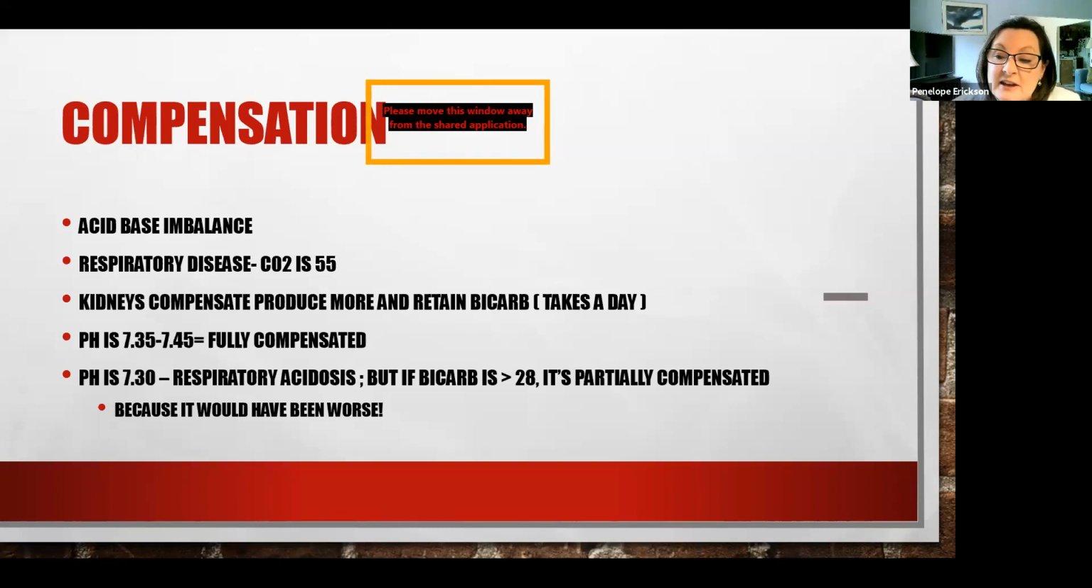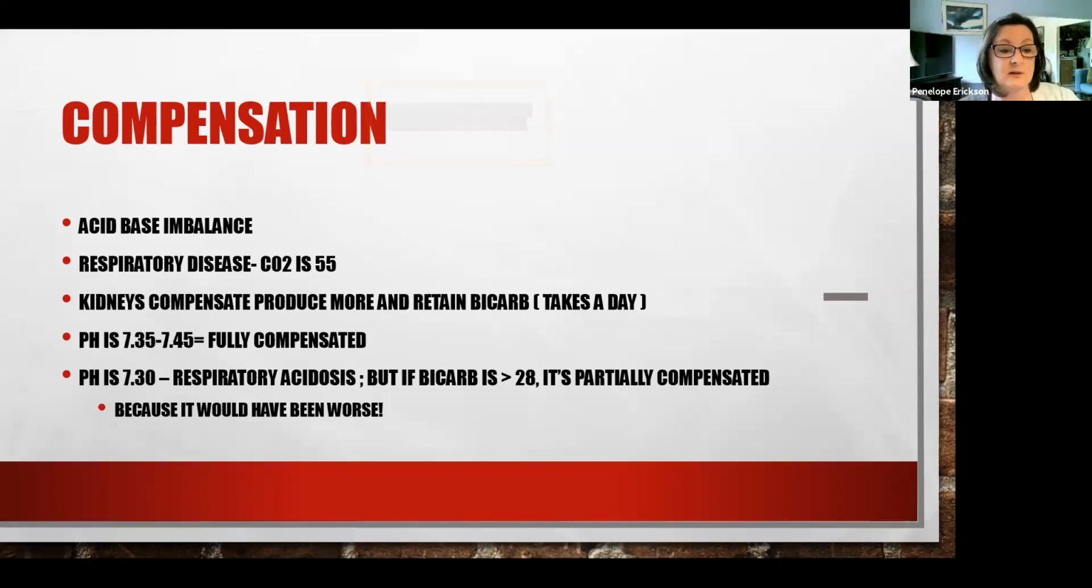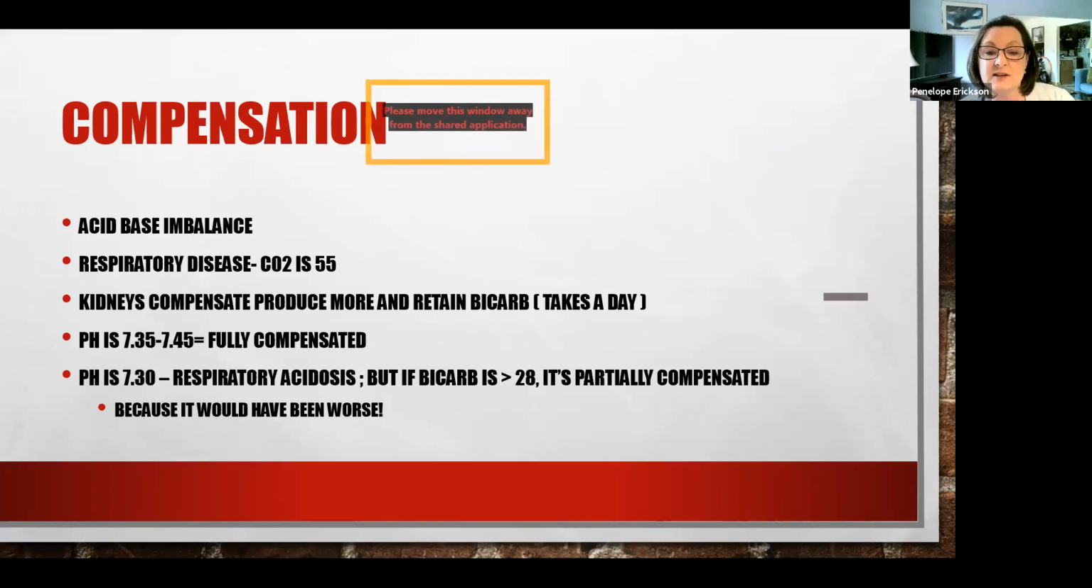So if my pH is abnormal, if it's 7.3, so it's too low, right? So my CO2 is 55, my pH is 7.3, so we looked at the pH and we said, okay, that's acidotic. We have acidosis. We looked at the CO2, we saw it was 55, we know it's respiratory acidosis. We look at the kidneys, and let's say the bicarb is 28. So the bicarb's on the high end of normal, or if our parameters are 22 to 26, it's high. So we know that the kidneys are kicking in.